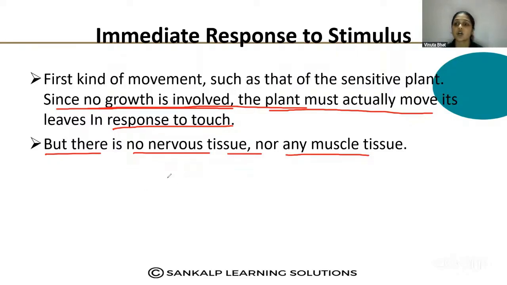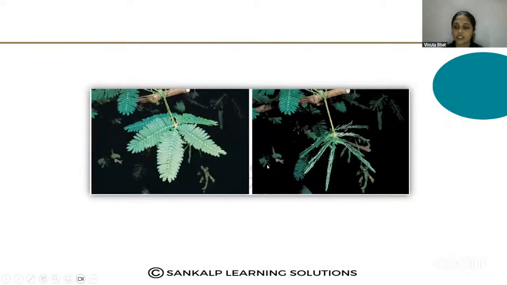But how? The growth is not involved in this movement, but it shows the movement to the stimulus. How is it possible? When you touch the leaves of this touch-me-not, it will become like this. There is no nervous system, muscle cells, etc., but you can observe this type of movement. What's the reason behind this?